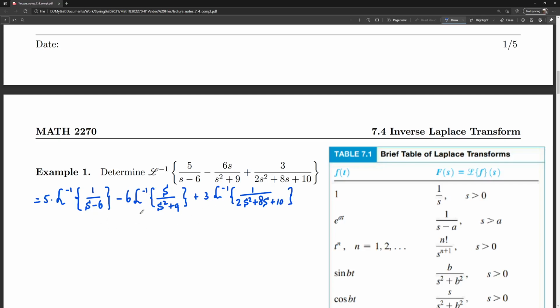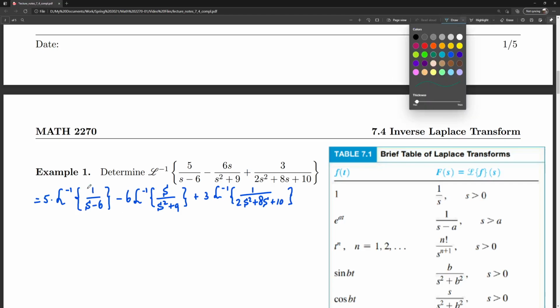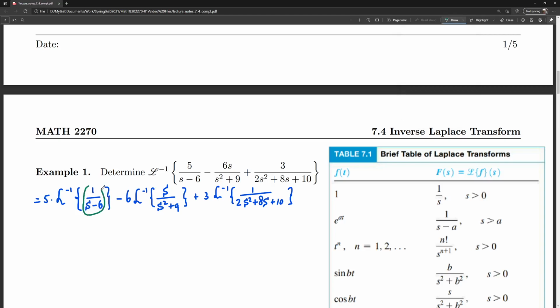So all I did was use the linearity of the Laplace inverse transform. And so now we want to match this up. So if we look at 1 over s minus 6, the closest form here in the table of Laplace transforms is 1 over s minus a. So when we match that up in this example, we see that a equals 6 when we compare that with 1 over s minus a.